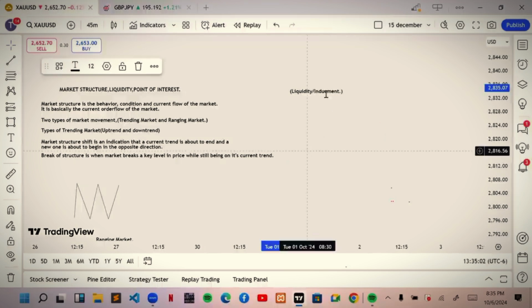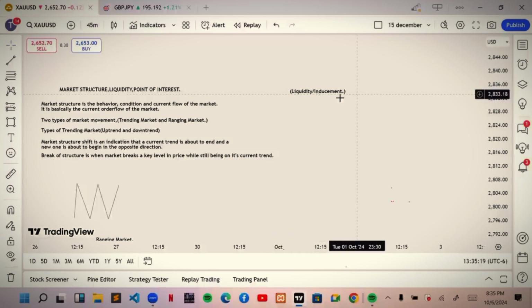Now what is an inducement? An inducement is the first valid pullback that the market makes after a break of structure or a market structure shift.